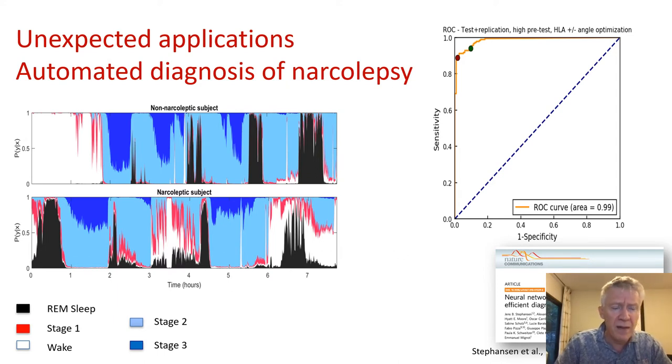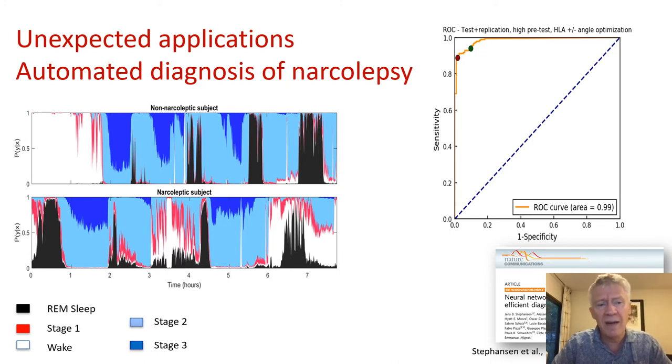Here you see on the top a normal hypnogram, but instead of being represented as wake, etc., the white is the probability of wake, the red is the probability of stage one, the light blue is the probability of stage two, the dark blue is the probability of stage three, and the black is the probability of REM. And as you see here in the typical hypnogram of a normal person, at the beginning, the subject is awake for almost 2 hours, but he has very brief naps, maybe where it goes into stage one, but it never reaches above a 50% probability.